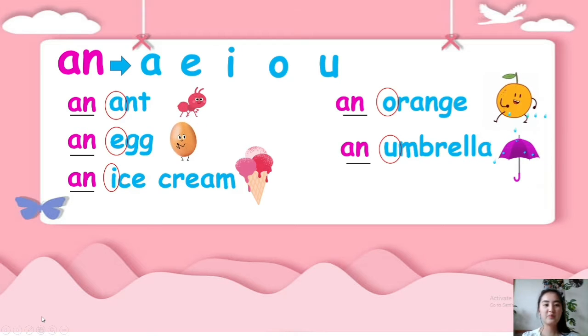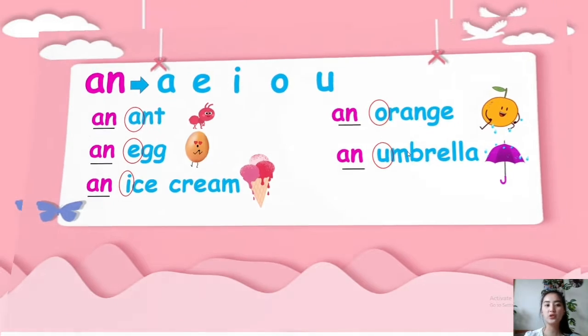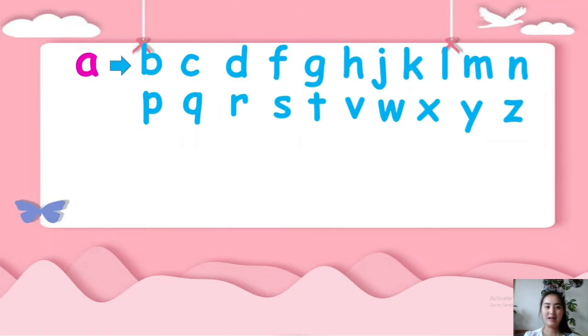Okay, so let's start from the first one. Please repeat after me. An ant, an egg, an ice cream, an orange, an umbrella. Great!